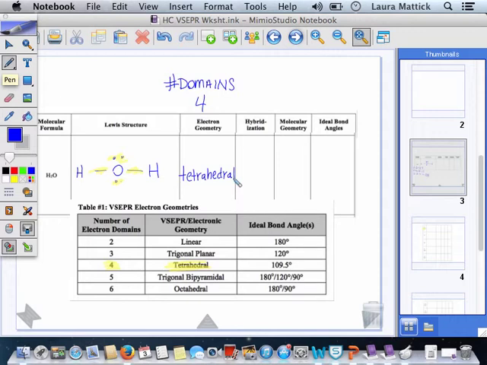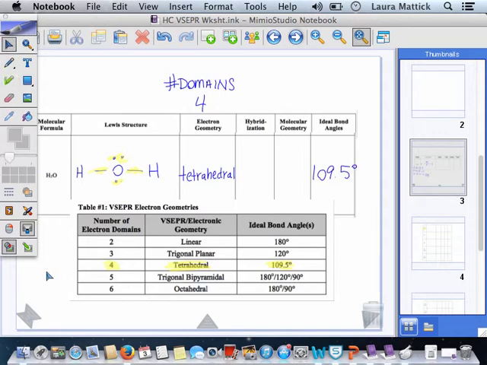So all I did was I drew my Lewis structure. I checked to make sure it was correct. I counted the number of things attached to the central atom. It's very important that you only count the one in the middle. I found that it had 4 domains. I used this first table to figure out that electron geometry would be tetrahedral. If you notice in this chart, I can also find the bond angles here, 109.5, because that also has to do solely with the number of domains. So that's using the first chart.